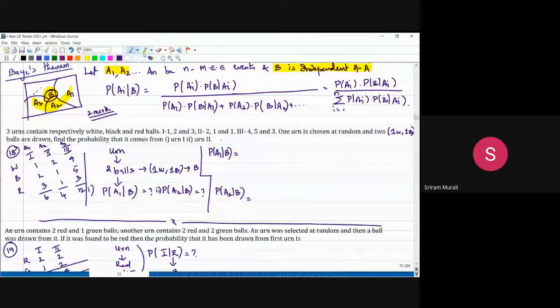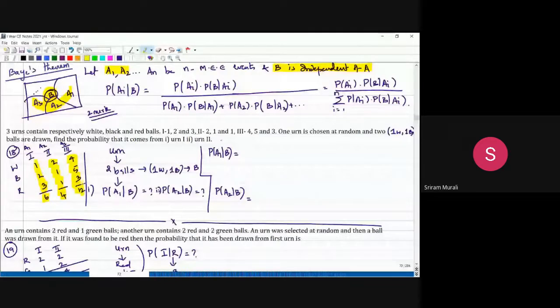So now you come to the problem. What is given to us? You are given 3 boxes. Box 1, box 2, box 3. They contain white, black and red balls. Box 1 has 1 white, 2 black and 3 red, total is 6. Box 2 has 2, 1, 1 and total is 4. Box 3 has 4, 5, 3 and total is 12.